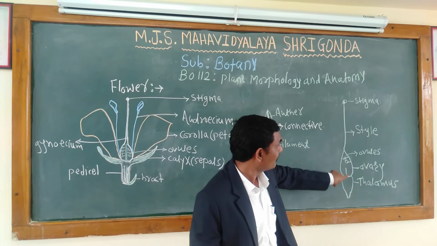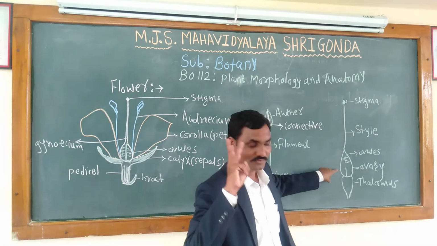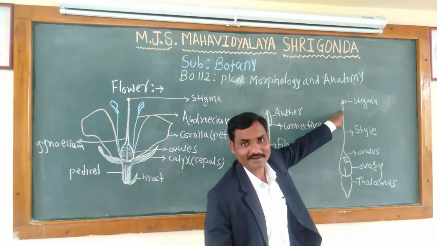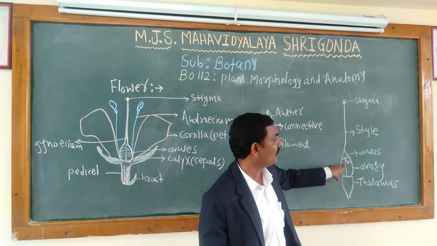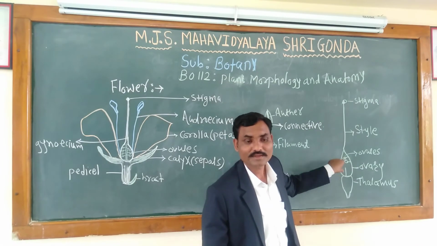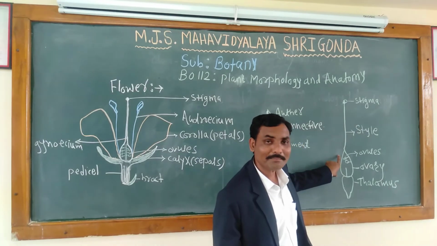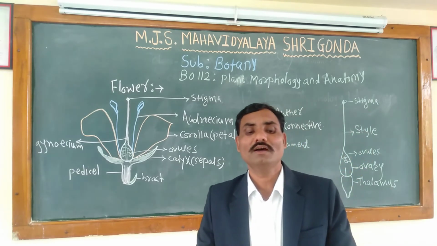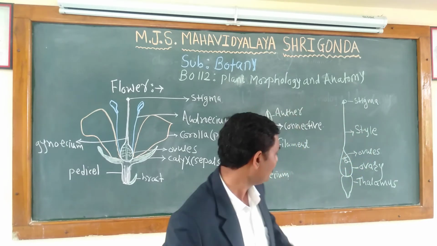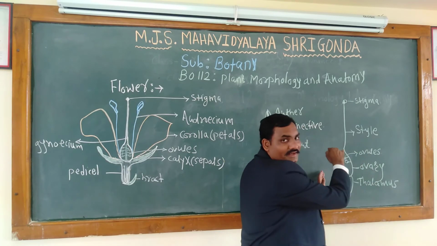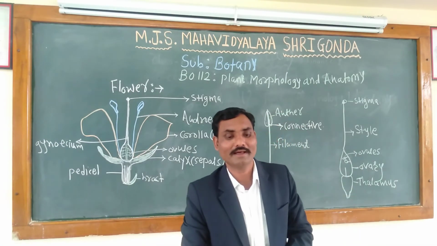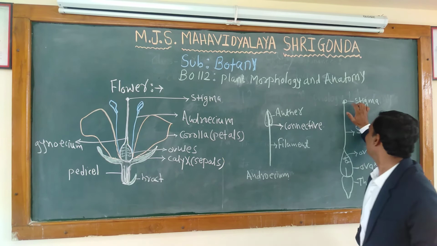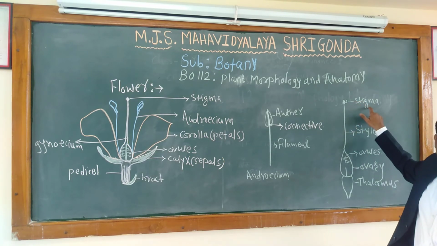This is the thalamus. The gynoecium is made up of three main parts. Which are they? First is the ovary, then the style, and the stigma. In the ovary, the ovule sac is present. It is also known as the carpel. The basal swollen part of the carpel is called the ovary. Then the tip of the style is called the stigma.